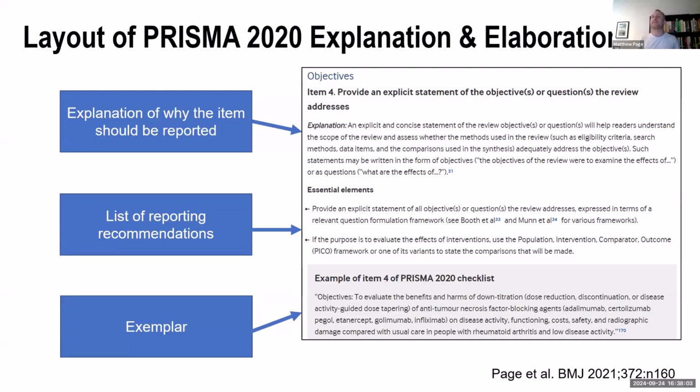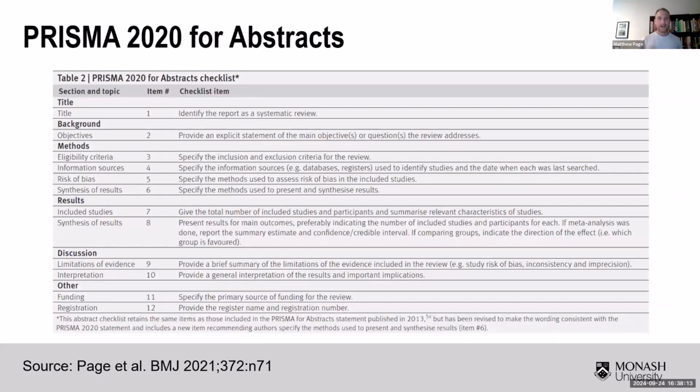I think they tend to get far fewer citations and accesses than the main statement paper, but they do provide a lot of valuable information to help guide your reporting. And then also there is a checklist for what to include in a systematic review abstract as well, for both journal articles and conference abstracts.